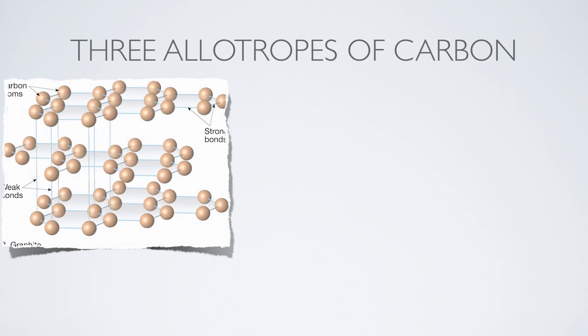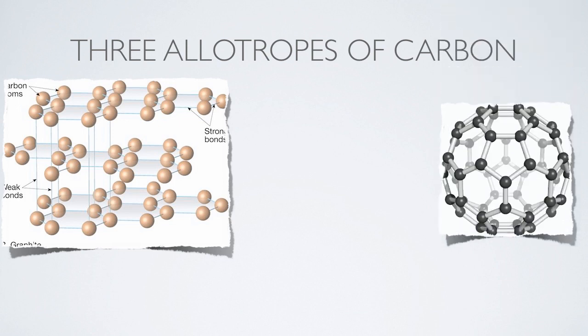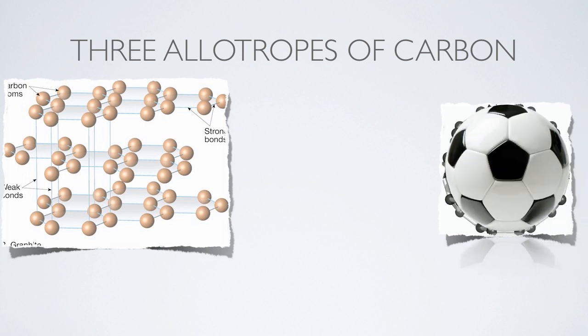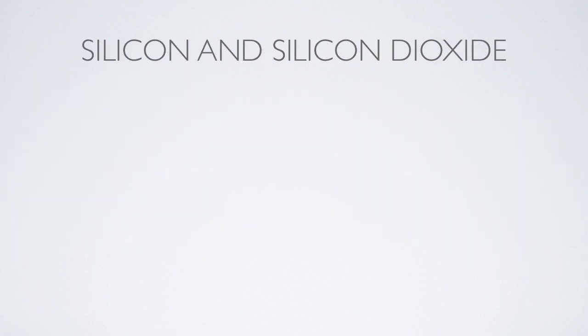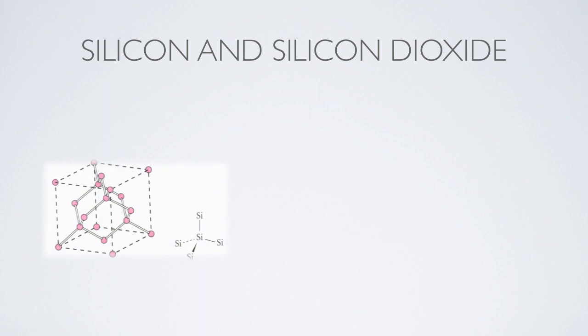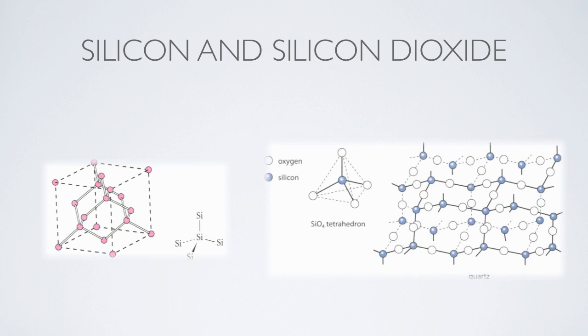Then there's what's called a buckyball, or fullerene, which should remind you of a soccer ball. And more famously, there's diamond, which has a very rigid, tight crystal structure, which gives diamond its strength. Silicon and silicon dioxide, they're not strictly allotropes because they're different formulas, but we're showing silicon doing two different structures. There's silicon, and there's silicon dioxide on the right side.